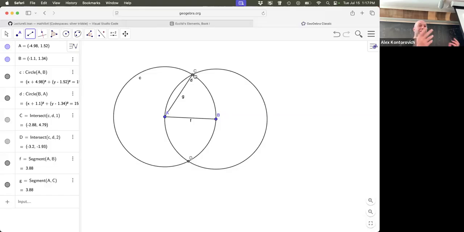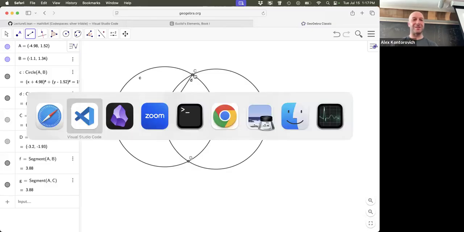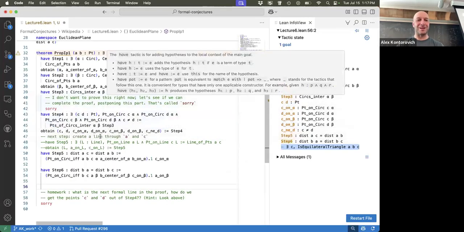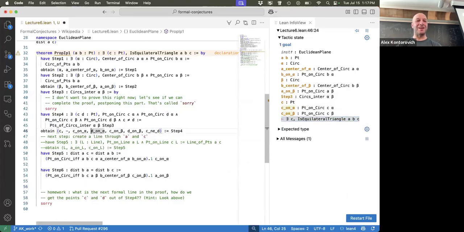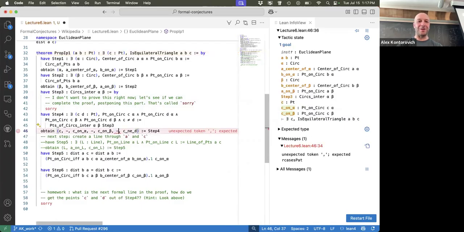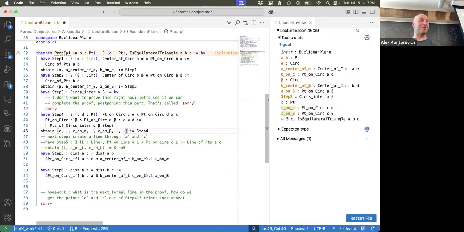We never needed D. We never needed to know that D was on alpha. We never needed to know that D was on beta. In fact, I'm teaching you too much at once. You can say, forget D. I don't need to know D. I don't need to know that D is on alpha. I don't need to know that D is on beta. And I don't need to know that C and D are not equal. And then the game board is a little bit cleaner. There are fewer things.